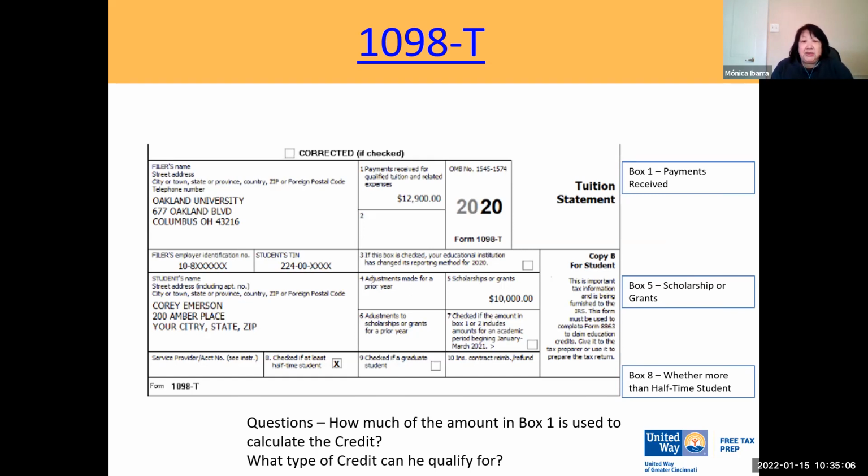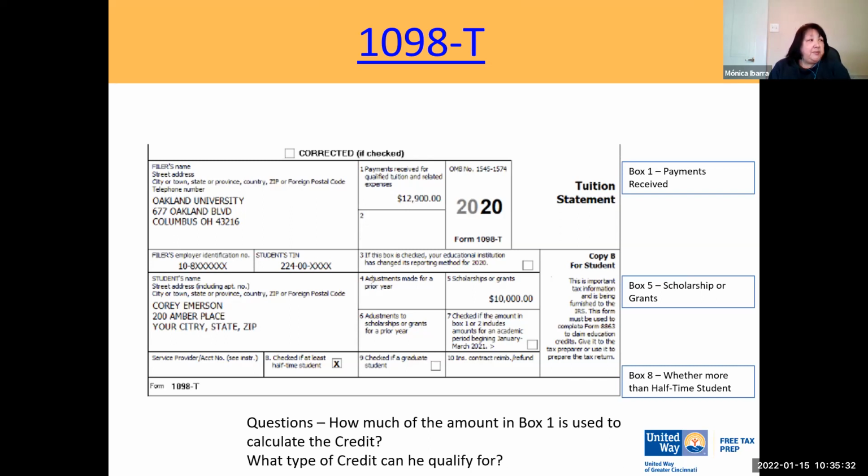Do you have this information? Because the taxpayer may not remember or know that they can qualify for this credit. So make sure that you ask them about it. And then if they do, this 1098-T should be pretty readily available to them or to the student, whoever is going to school. So this is issued by the institution.